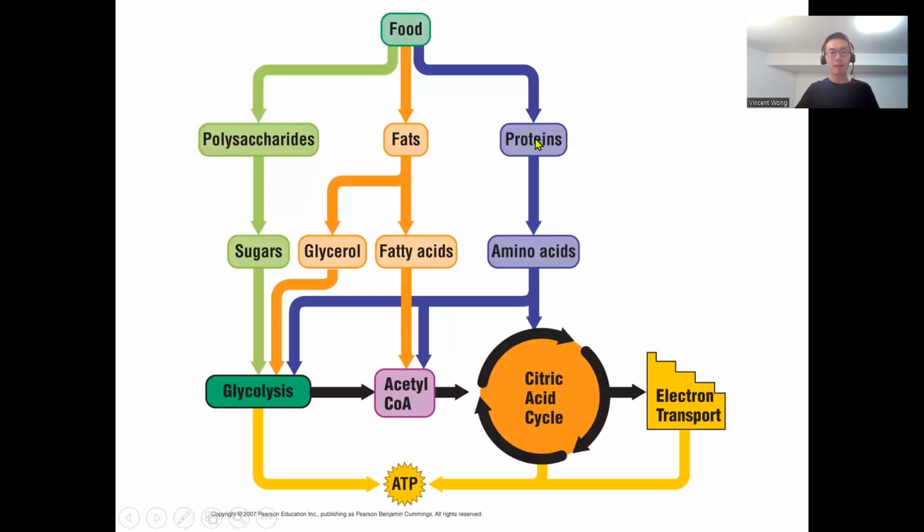Right. So here we can have proteins, and depending on which amino acid you have, right, 20 different amino acids, some you can feed into glycolysis, some you can feed into pyruvate oxidation or the Krebs cycle, right? So it's very versatile. We can have different fuels to use, right?